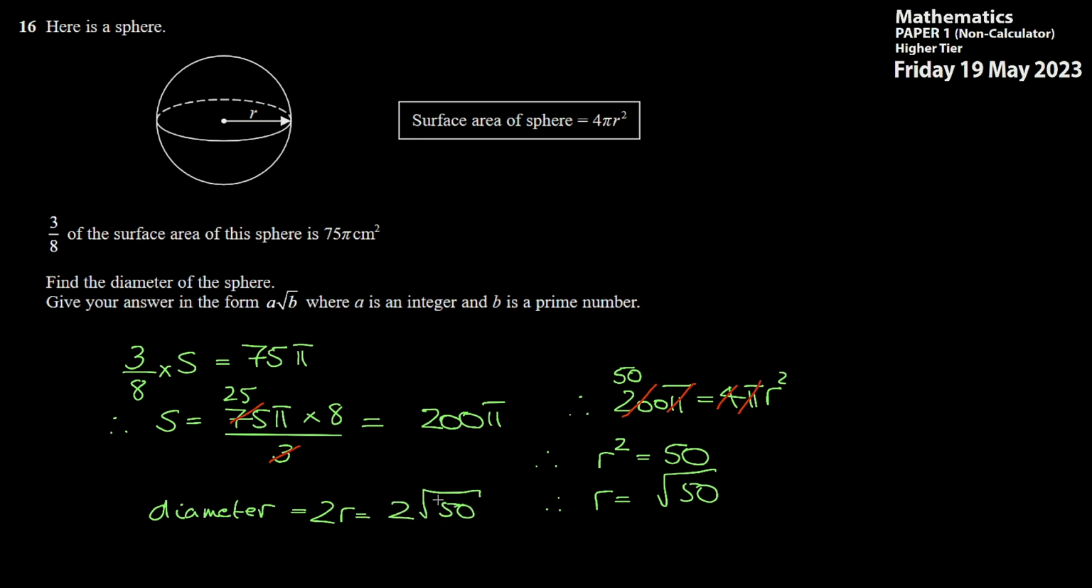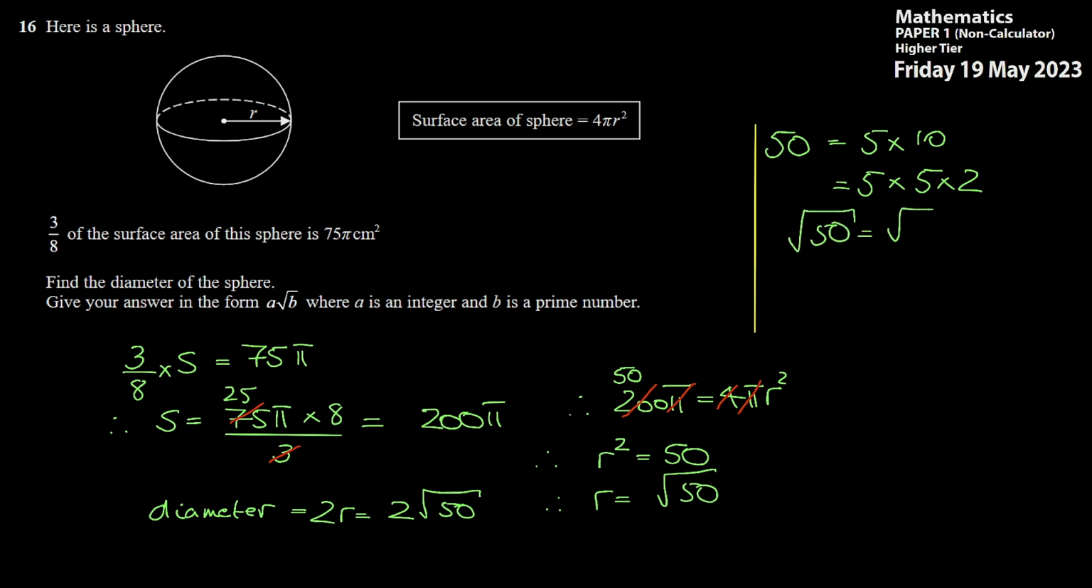50 is not a prime, so we're going to have to do some work to break that 50 down. Well, 50 equals 5 times 10, and 10 is equal to 5 times 2. So this is equal to 5 times 5 times 2. So the square root of 50 is equal to the square root of that lot. And you should know that if I take the square root of 5 times 5, the answer will simply be 5. The root 2 we can do nothing about, so this is equal to 5 root 2.